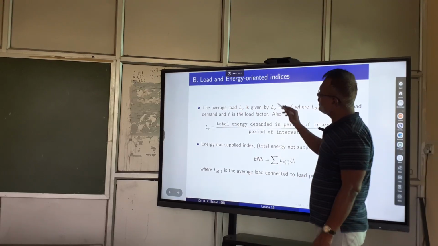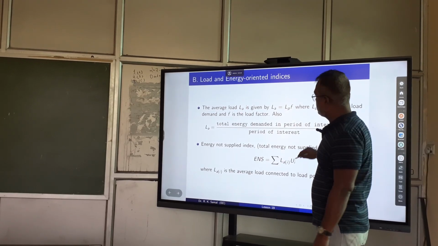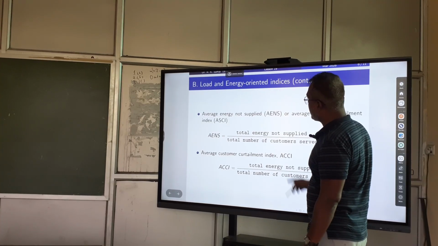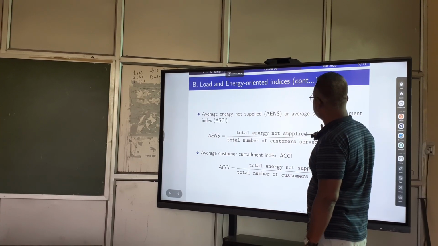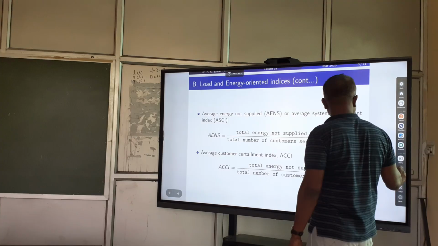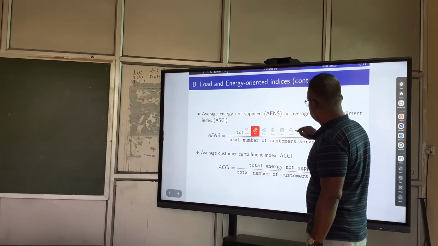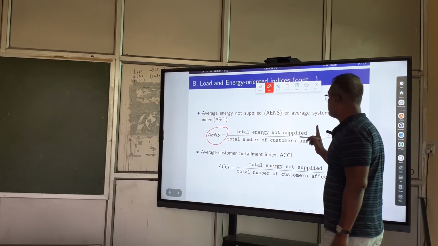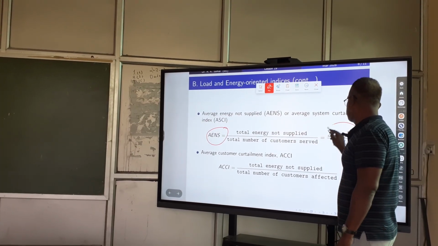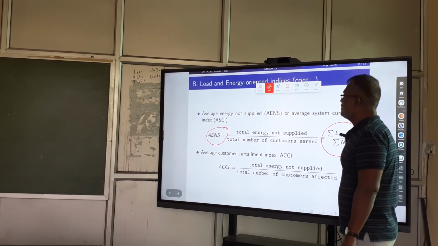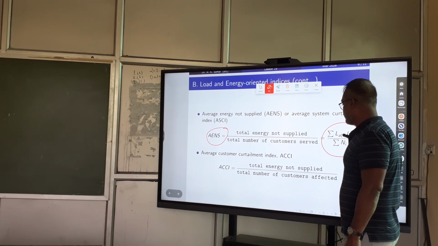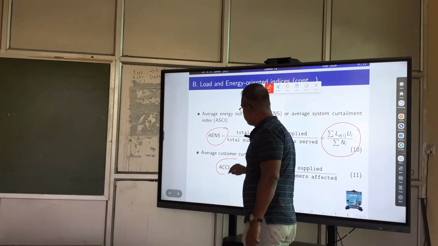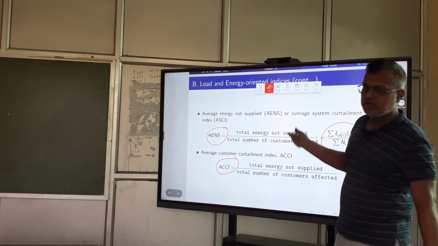So one more index is energy not supplied. Next. The other one is average energy not supplied or average system curtailment index. So what are these two? Average energy not supplied equal to total energy not supplied divided by total number of customers. From previous slide, average customer curtailment index, total energy not supplied divided by total number of customers. Write down in detail.